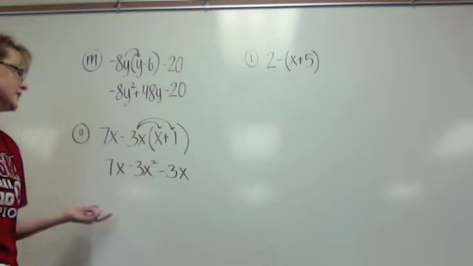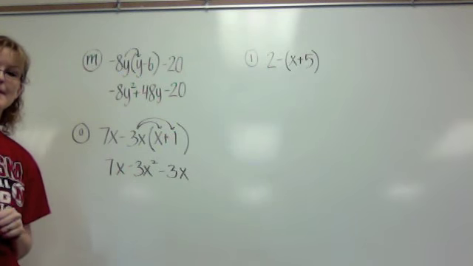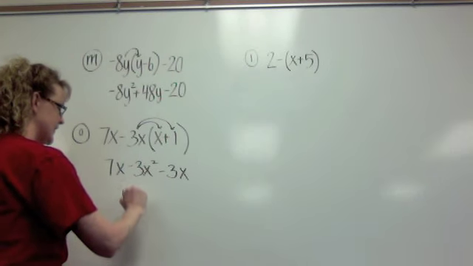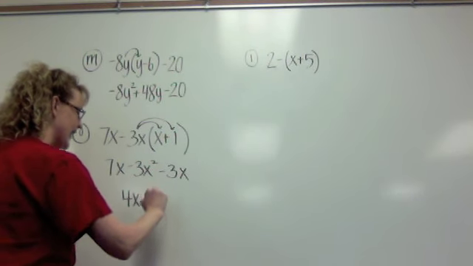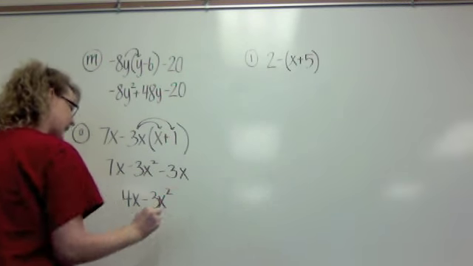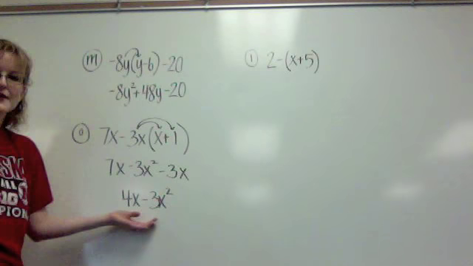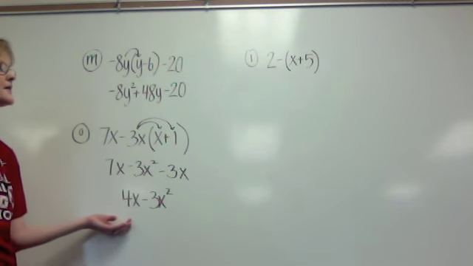Now I'll go ahead and write the 7x in front of that. Here we do have like terms. You can see we can put the 7x minus 3x together. So 7x minus 3x is 4x minus the 3x squared. I can now stop because these two are not like terms.